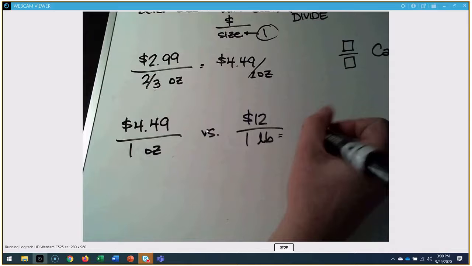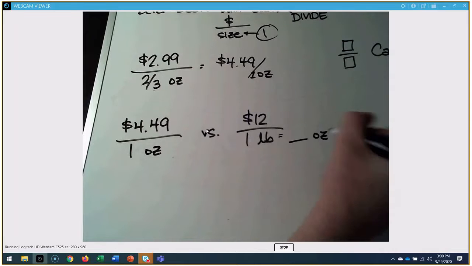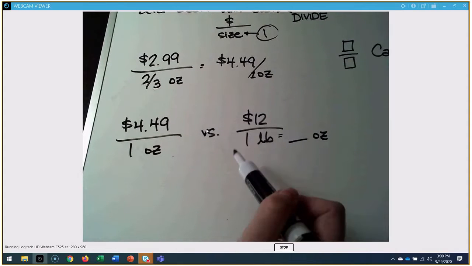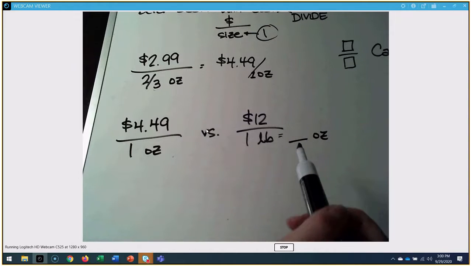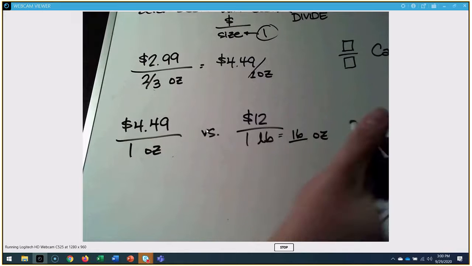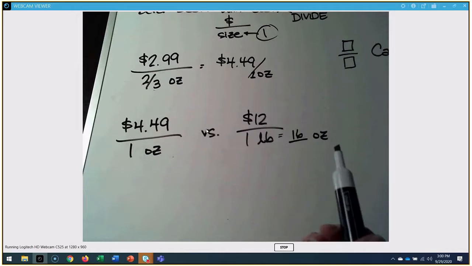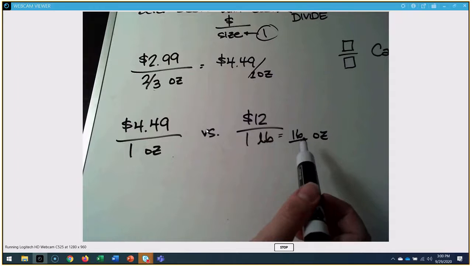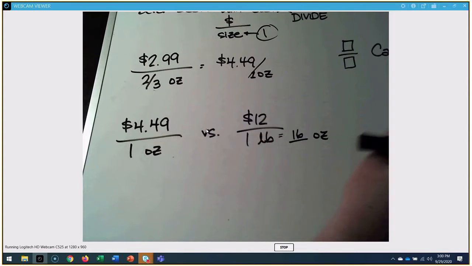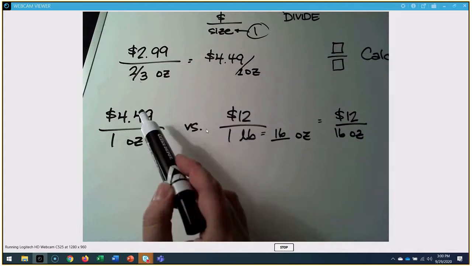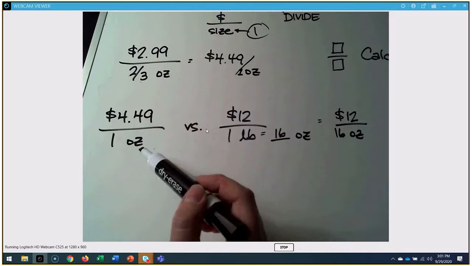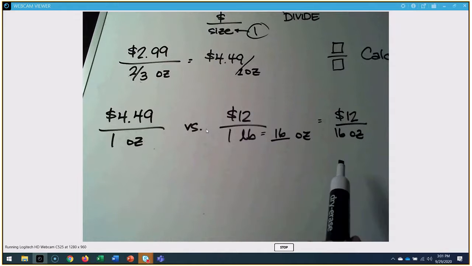It's easier to change the 1 pound to its ounce equivalent because you can just go and look it up. This is just a conversion. There's 16 ounces in a pound. And I don't have to calculate anything then. I can just look it up. So here I have a new amount to compare. It's $4.49 per 1 ounce or $12 for 16 ounces.